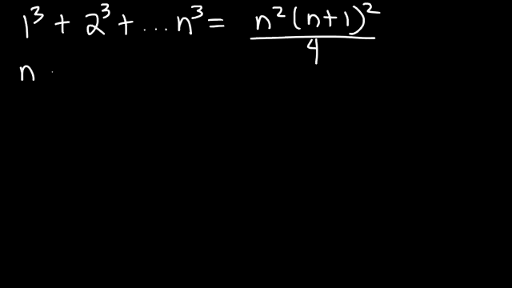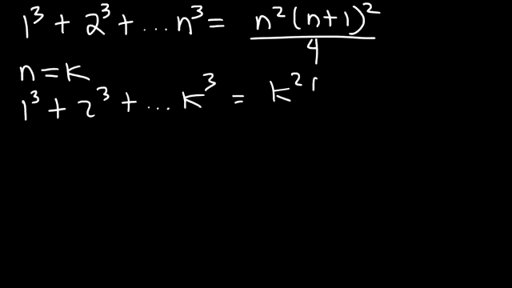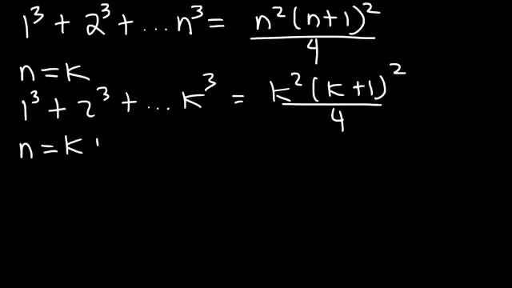So we're going to assume that n equals k, and it's true when n is equal to k. So we're going to have this expression, 1 to the third plus 2 to the third plus k to the third. And that's going to equal k squared times k plus 1 squared over 4. Now, assuming that n equals k is true, or that the equation is true when n is k, we need to prove that it's also true if n is k plus 1, the next term.